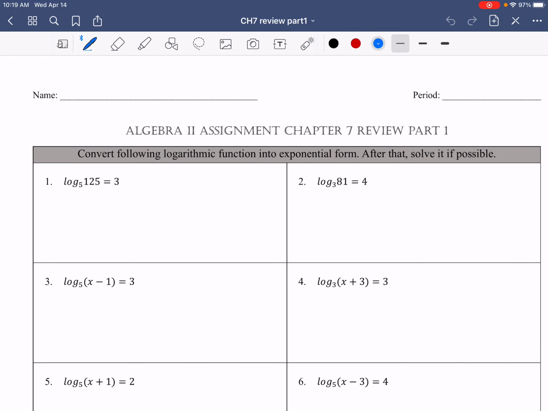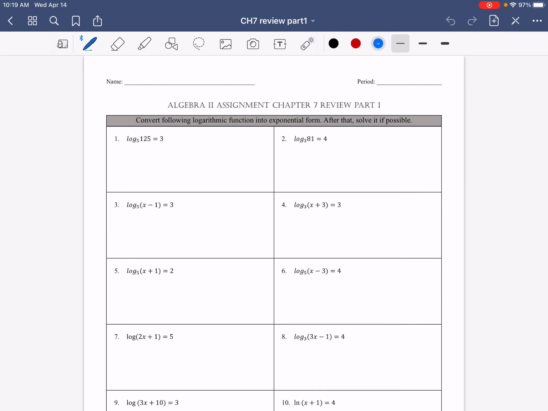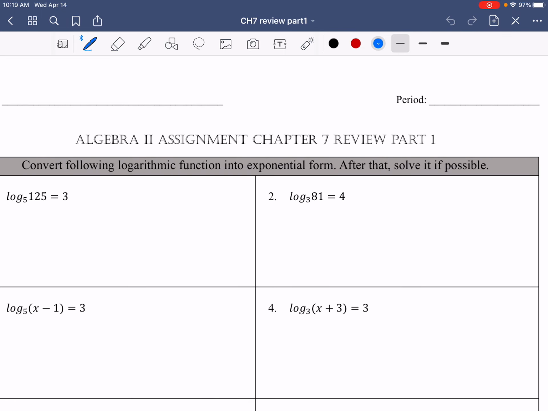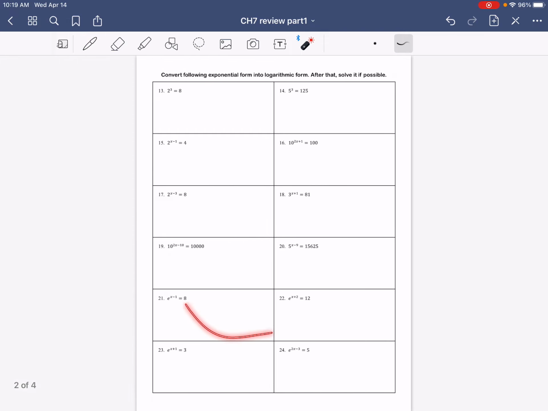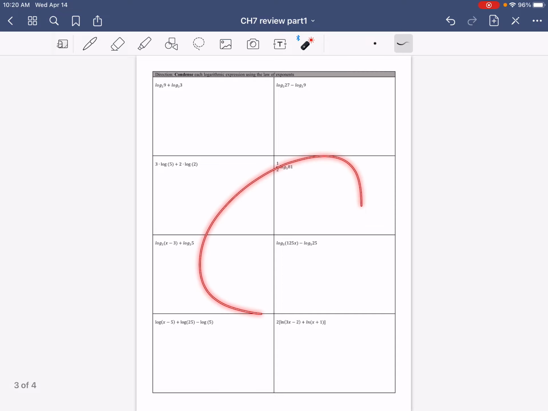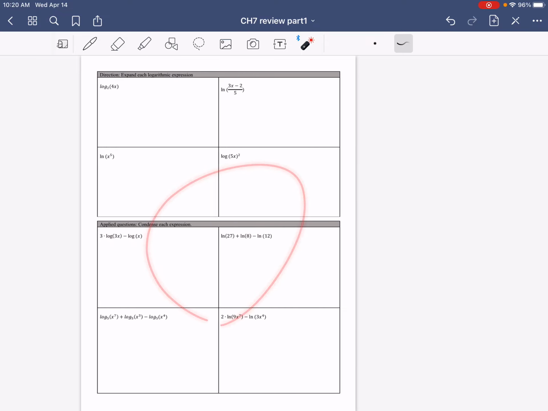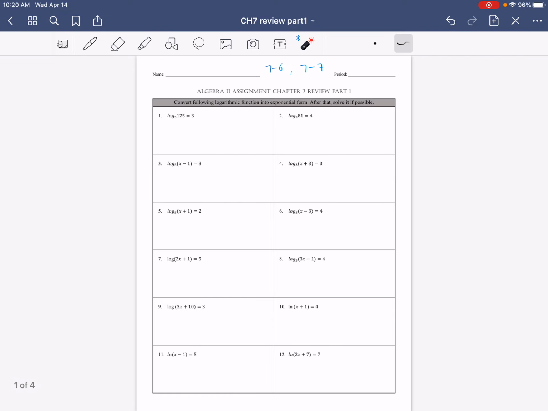So this time we are going to review chapter 7, and this one covers lesson 7-6 and 7-7, okay? Technically these were supposed to be your homework, but as I promised, I did not give you homework. So we are going to use it as a review for the quiz.